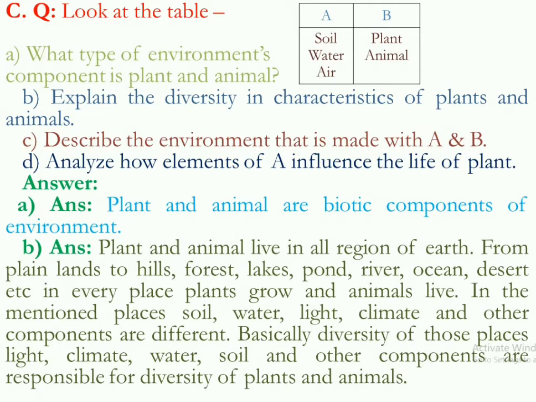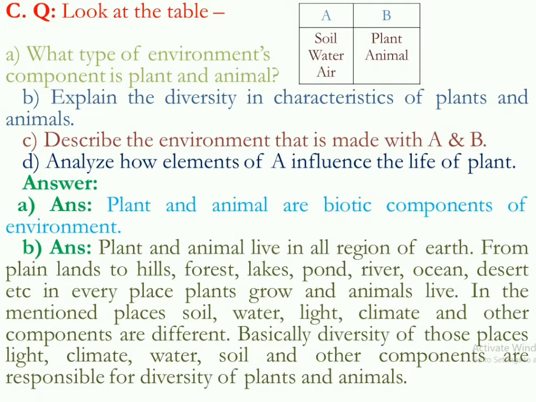Diversity of characteristics of plants and animals. Plants and animals live in all regions of Earth, from plain lands to hills, forest, lakes, pond, river, ocean, desert. In every place plants grow and animals live. In the mentioned places, soil, water, light, climate and other components are different. So basically, these components influence the life and characteristics of plant and animal.